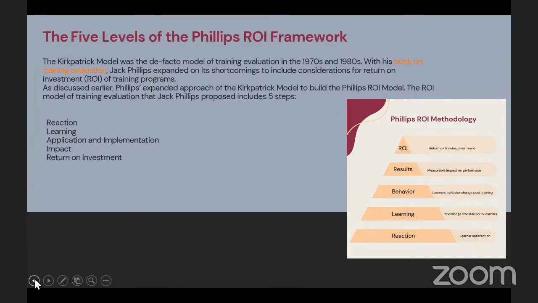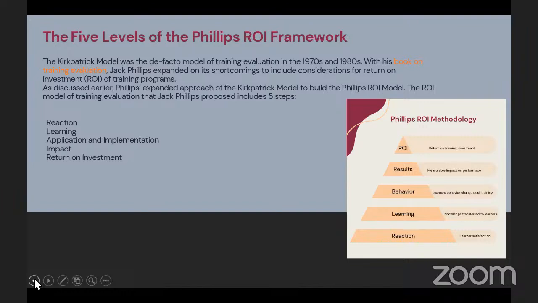To talk briefly about this, the first is reaction. Whatever training programs are being held, what is the reaction from the audience? How understandable is it to the audience? That is the first step. Most of our training programs, as trainers, are up to level 1, which doesn't need much investment, and it is only about the reaction of the trainees.